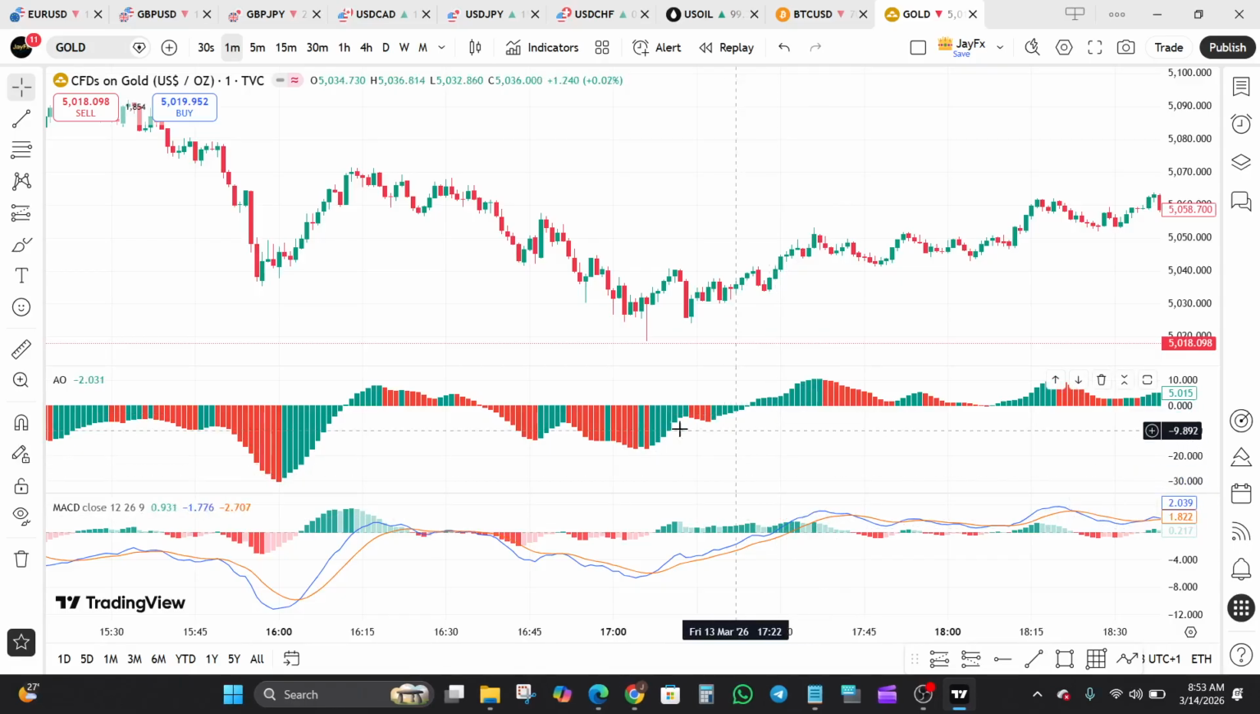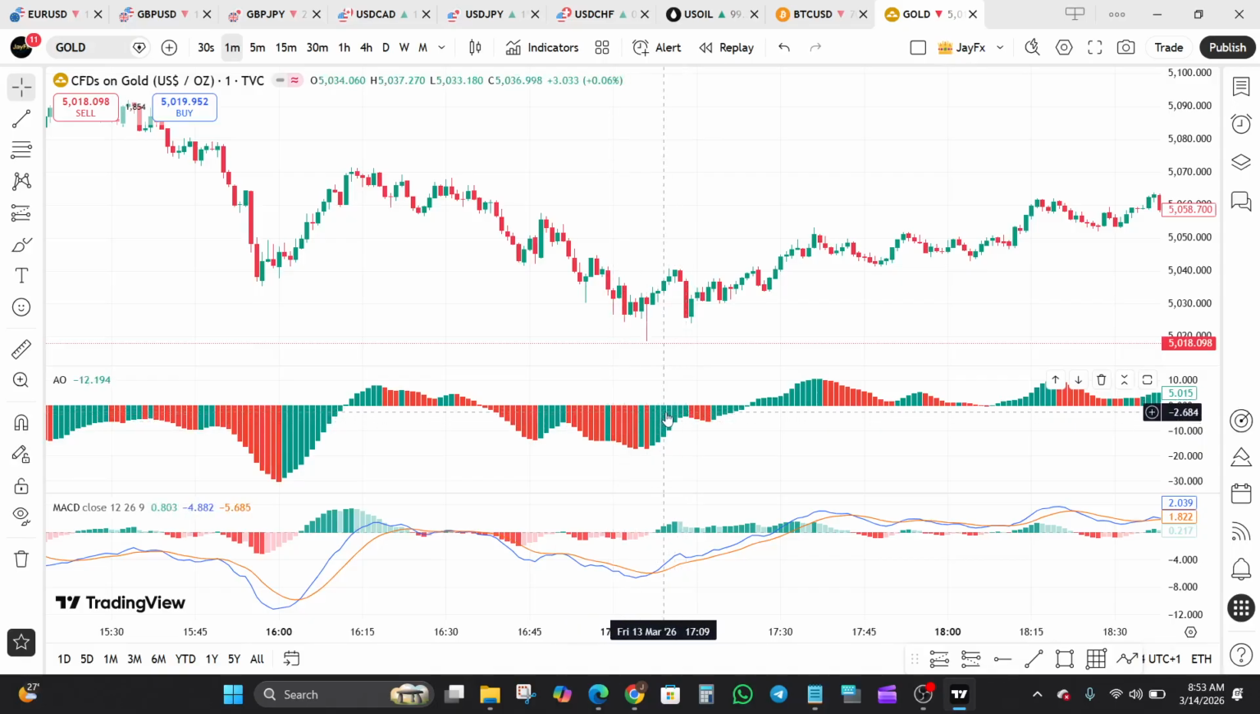The Awesome Oscillator measures the difference between two simple moving averages calculated from the median price. It is displayed as a histogram that moves above and below a central zero line, as you can see. Traders often use it to observe momentum changes. You will notice that the green bars show bullish momentum, and when it switches to the red bars, it shows a change in momentum to bearish.